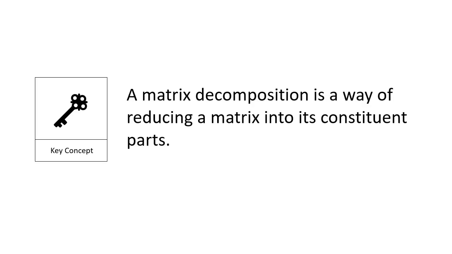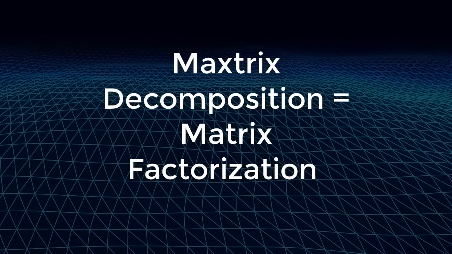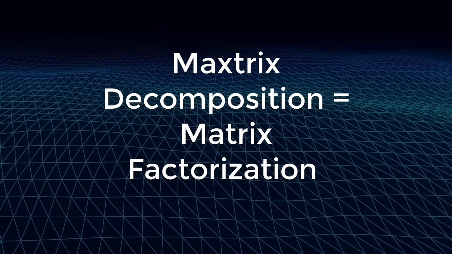What is matrix decomposition? A matrix decomposition is a way of reducing a matrix into its constituent parts. It's an approach to simplify more complex matrix operations, which can be performed on the decomposed matrix rather than on the original matrix itself. A common analogy for a matrix decomposition is the factoring of numbers, such as the factoring of 10 into 2 by 5. For this reason, matrix decomposition is also called matrix factorization.